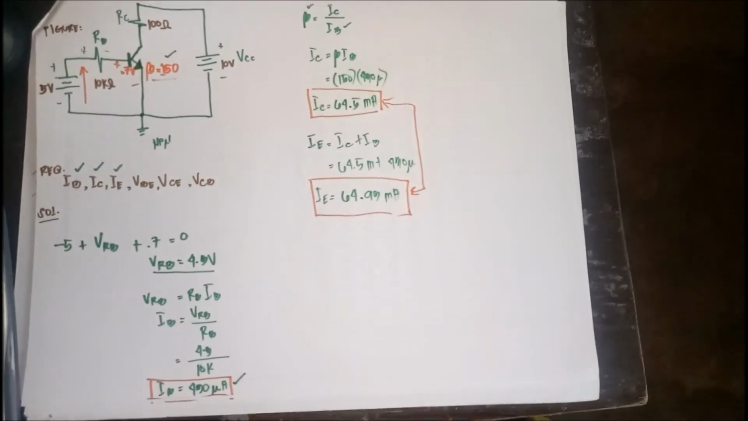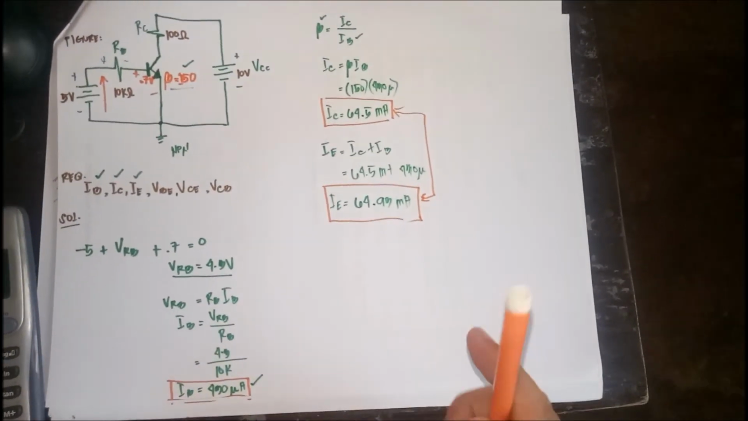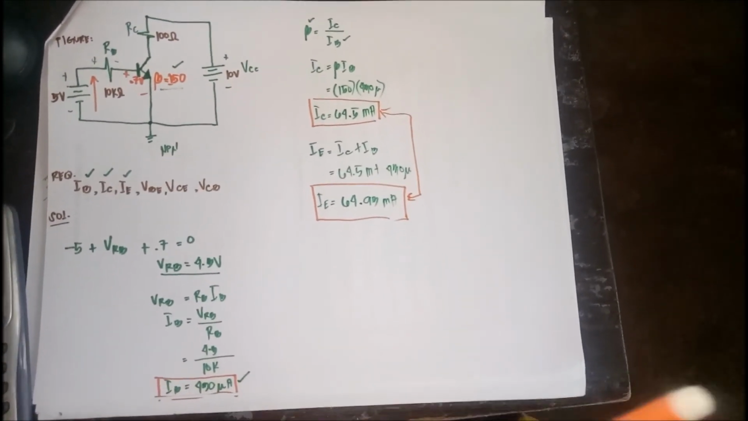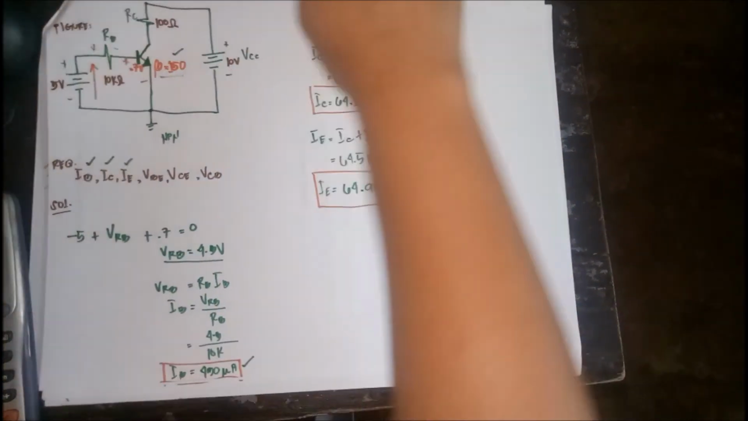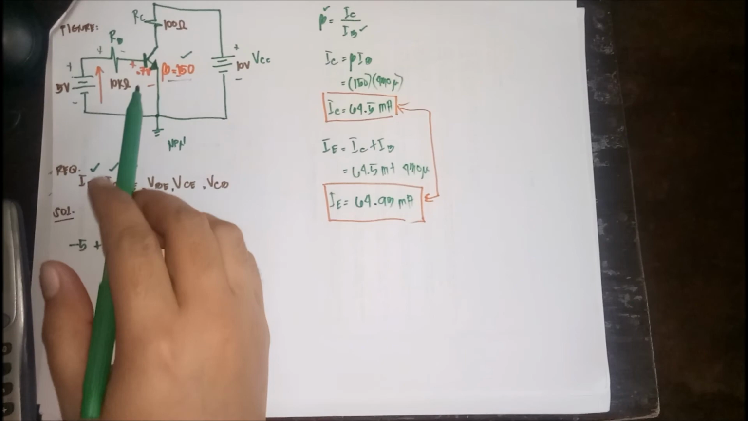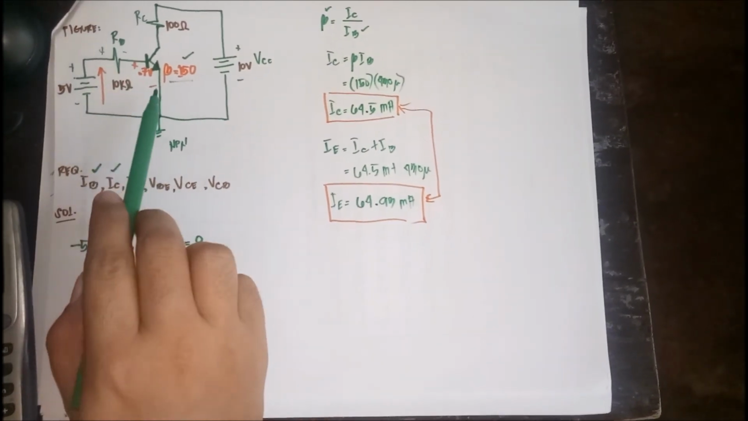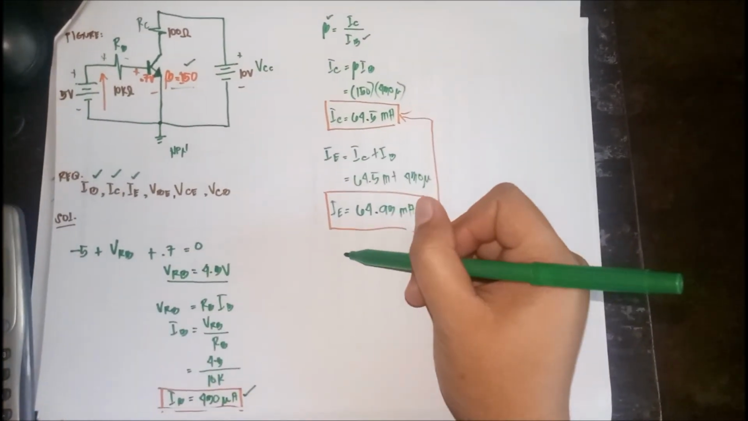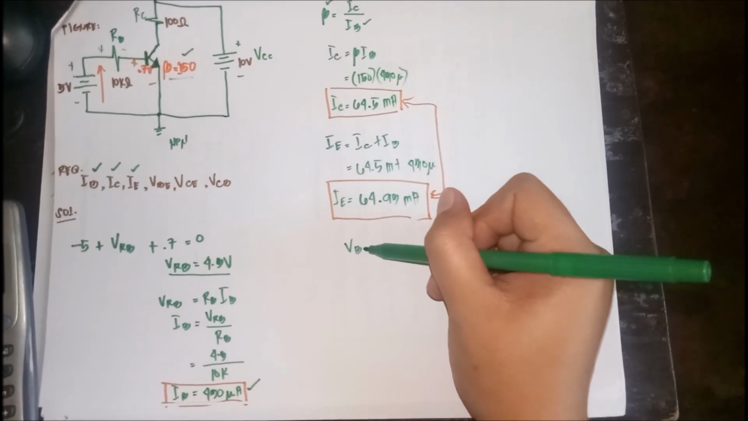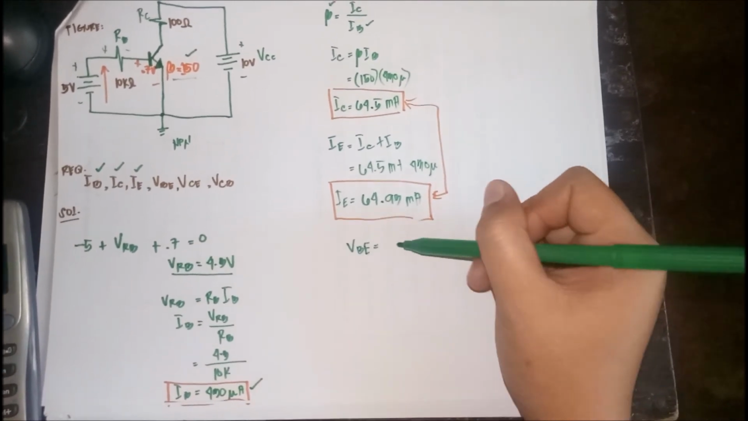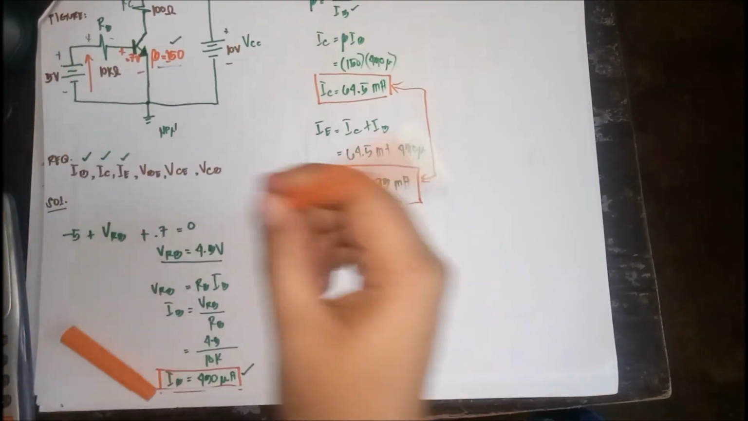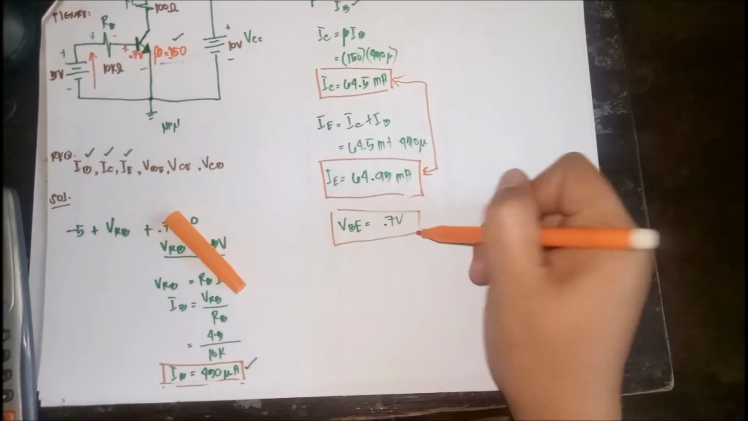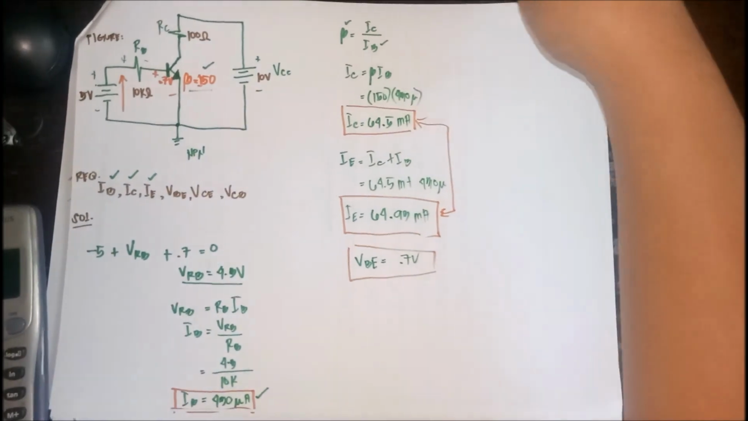Okay? So, after that, we get, what's next? VBE. Where is VBE? Of course, VBE is, ito na yung kanina sinasabi ko din. At nandito si VBE, that's the base and the emitter. Automatic, your VBE is equal to 0.7 volts. What else do we have to find?